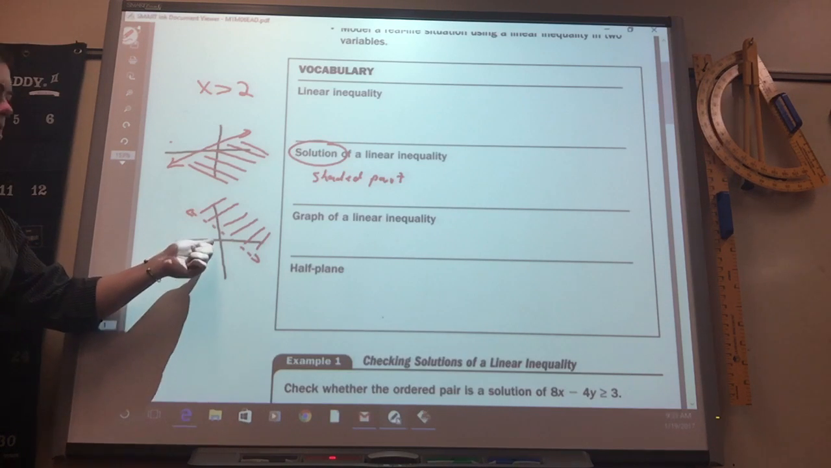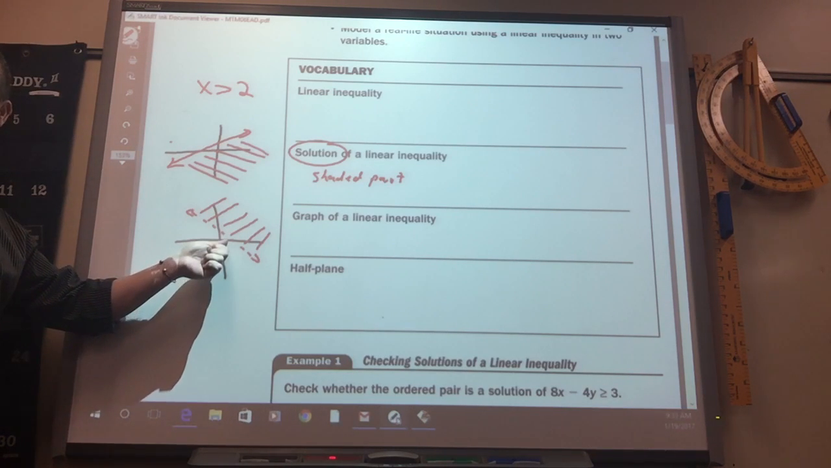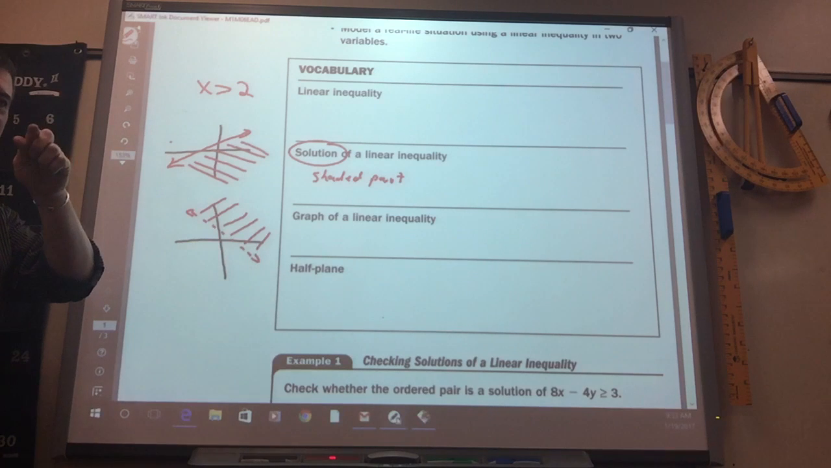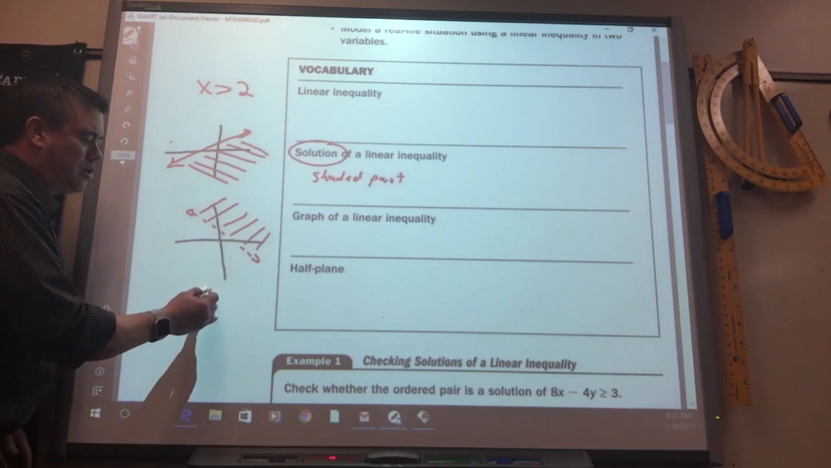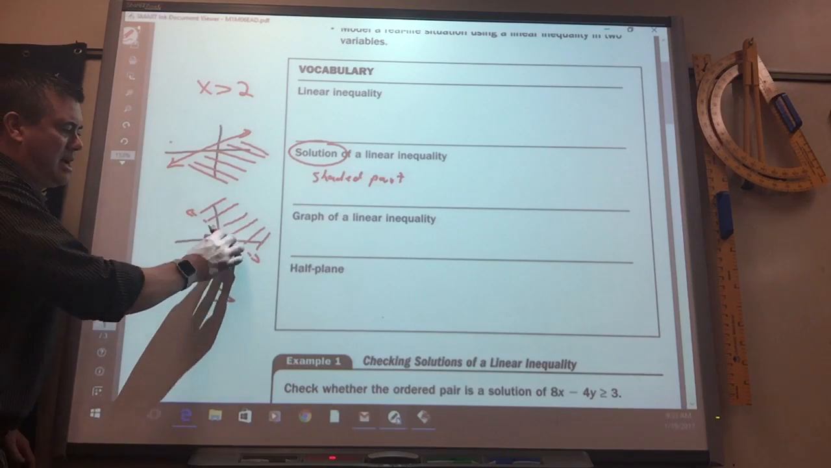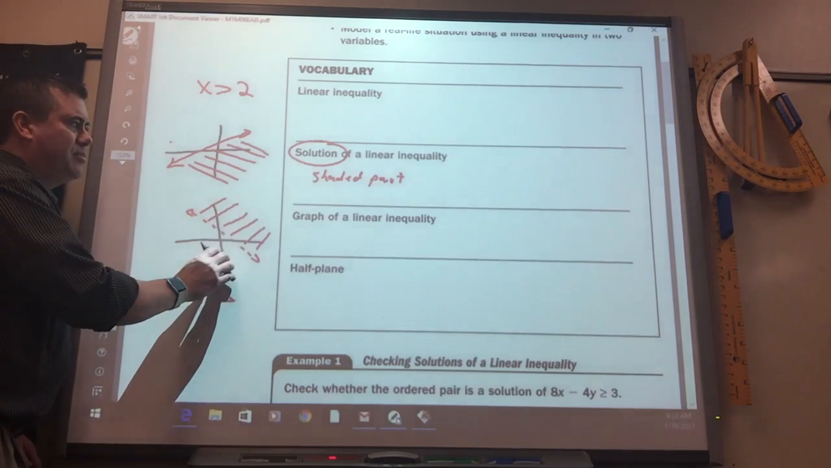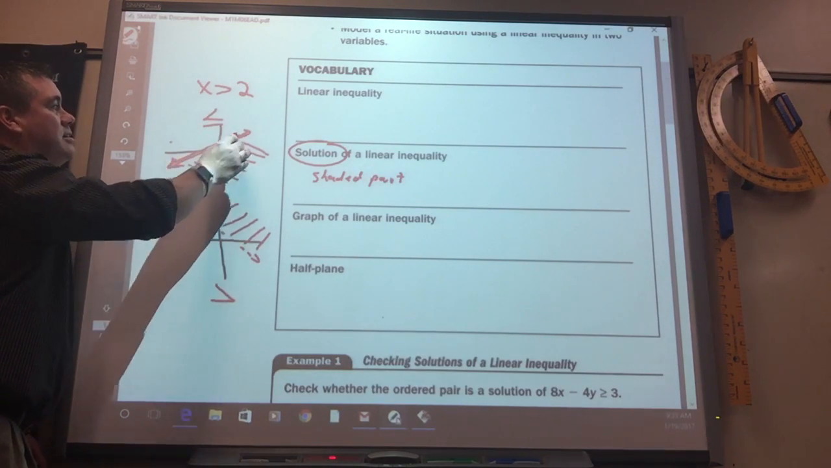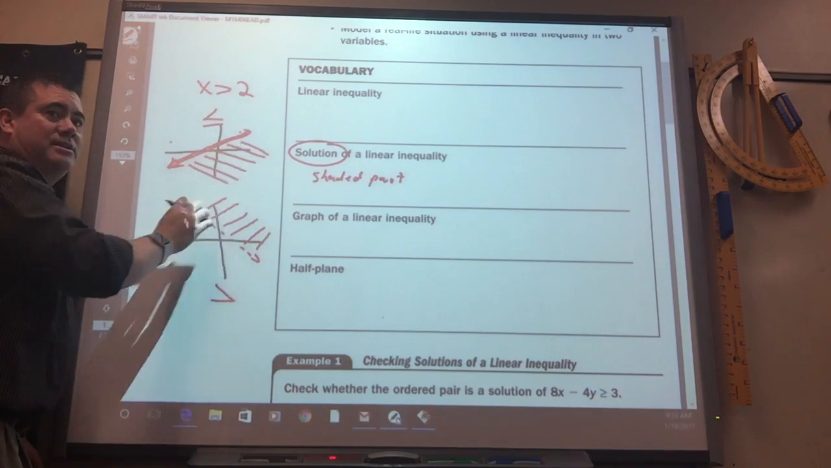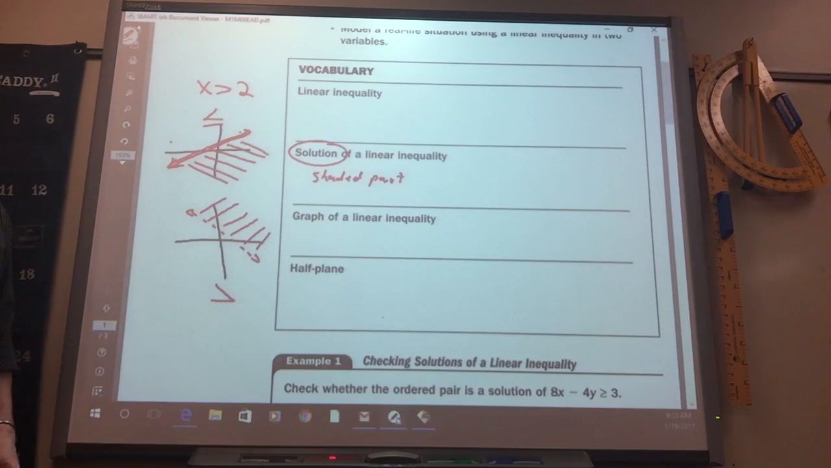So what kind of inequality would this be? It wouldn't be an and. It wouldn't be equal to. It wouldn't have the equal. This one would be a greater than because everything above the line is shaded. This one would be a less than or equal to because it's solid, and everything below it, less than, is shaded. That make sense?